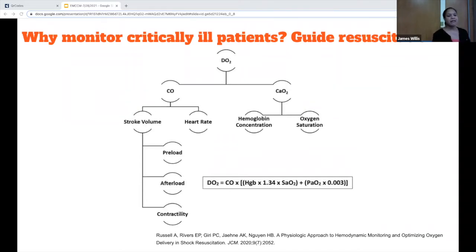So for instance, in a hemodynamically unstable patient, we want to move towards improving the delivery of oxygen to the tissues. And so that's your DO2 at the top. In order to do that, we're going to try to improve or optimize our cardiac output via optimizing stroke volume and heart rate. We want to make sure that their oxygen saturation of the blood is appropriate to be able to deliver to tissue. So we want to optimize our hemoglobin concentration, optimize our oxygen saturation. And so it's just a way to think about what are the things that I'm monitoring so that I know what I'm moving towards. What do I want to try to make better?